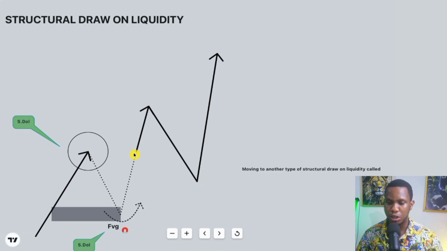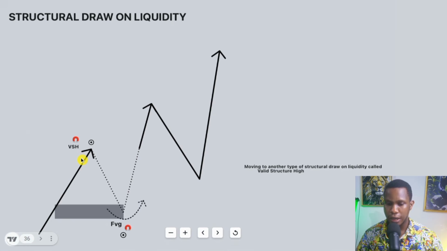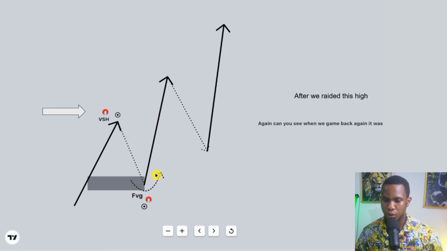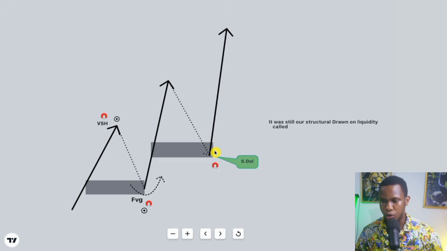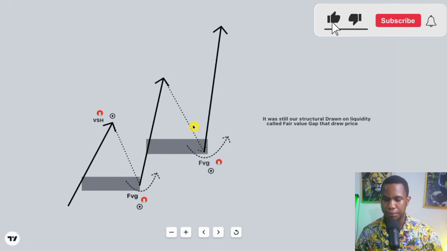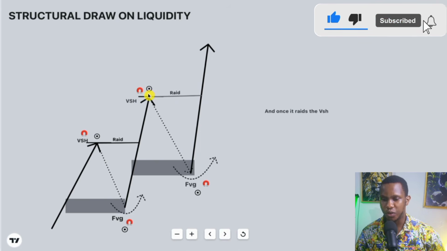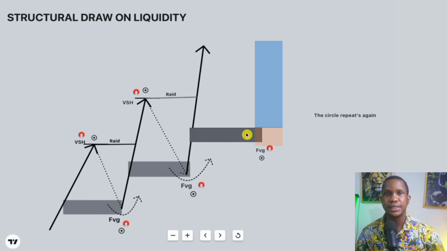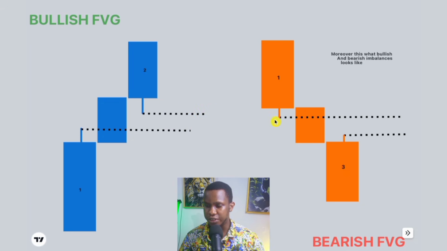Moving to another structural draw on liquidity called what? A valid structure high, guys. We raided this valid structure high, and can you see what? When we came back again, it was what? Our structural draw on liquidity called a fair value gap that drew price back. After we raided this valid structure high, what? The cycle repeats again. This is what a bullish and bearish fair value gap looks like. We'll talk about it later in this video.